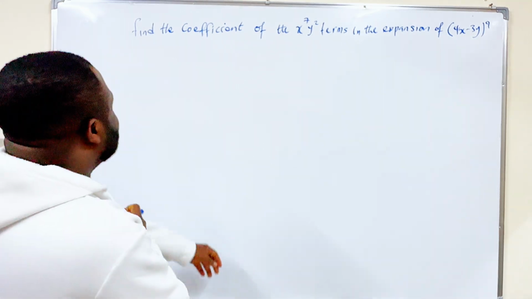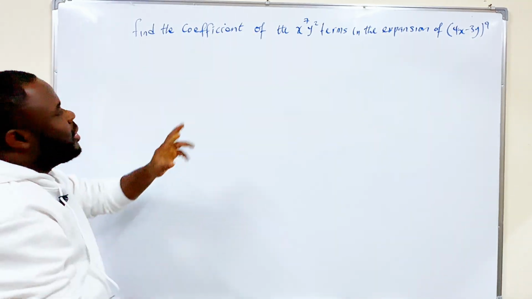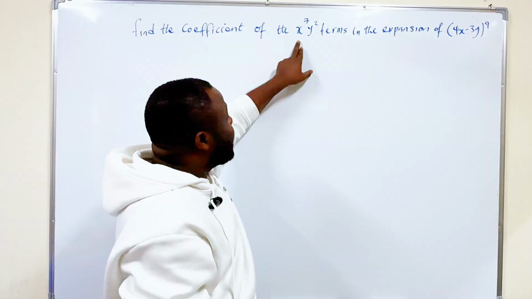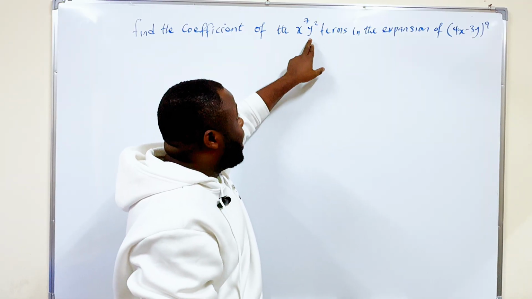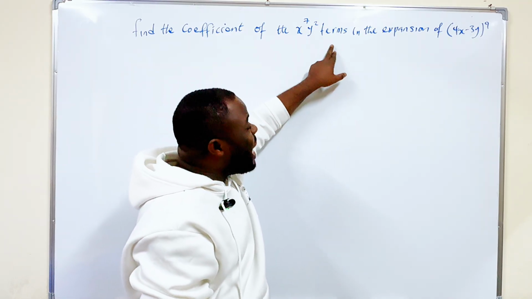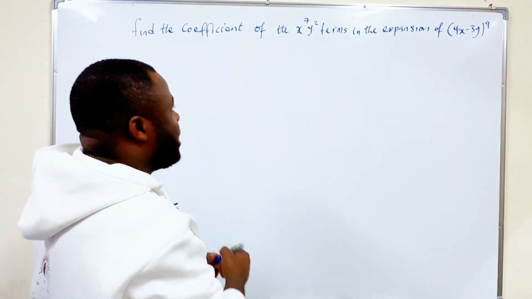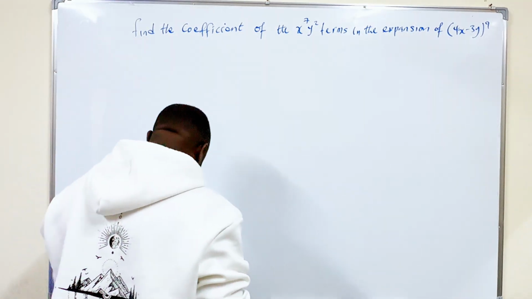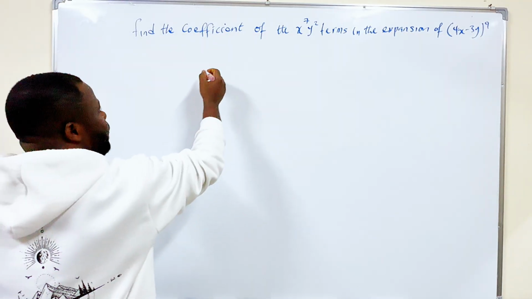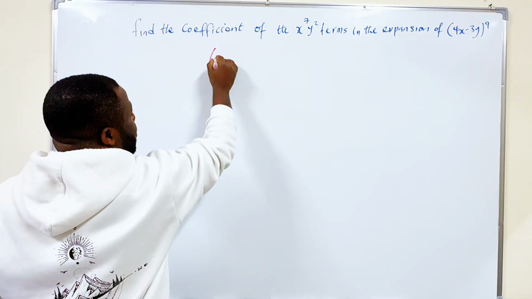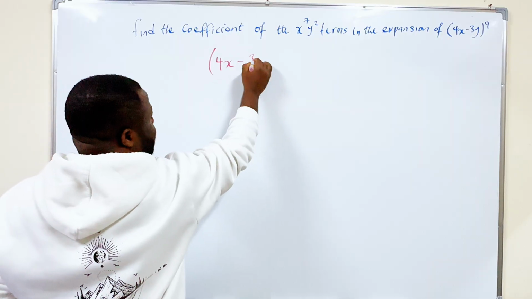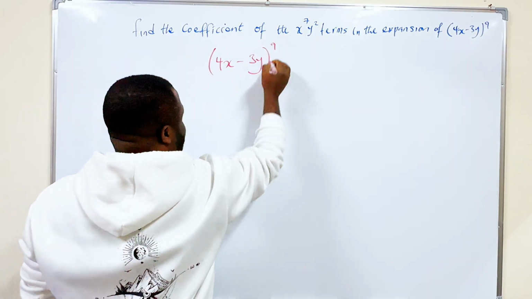All right, let's look at this question. It says find the x power 7 and y squared terms in the expression of (4x - 3y) power 9. Let me write it properly.